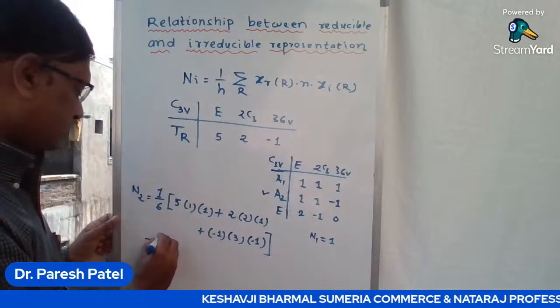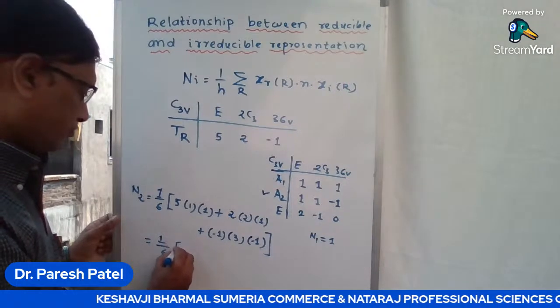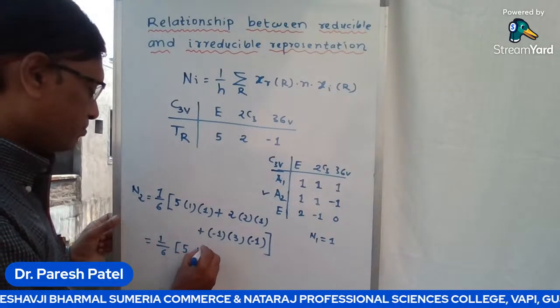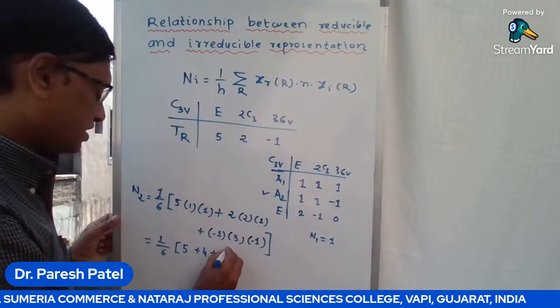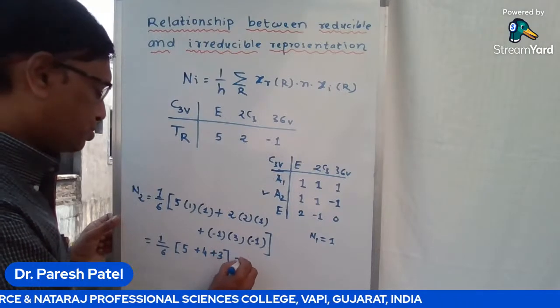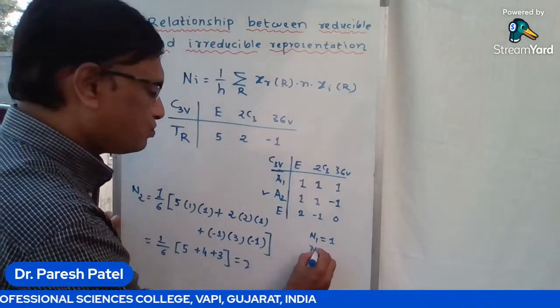Is equal to 1 by 6, 5 plus 4 plus 3, so is equal to 2. So the value for N2 is equal to 2.